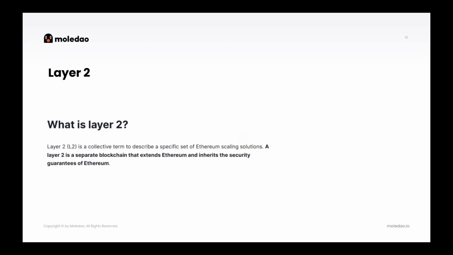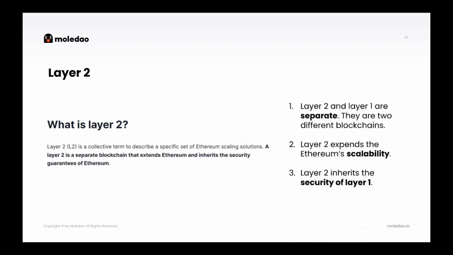What is Layer 2? A Layer 2 is a separate blockchain that extends Ethereum and inherits the security guarantees of Ethereum. This definition contains the following information. Number one, Layer 2 and Layer 1 are separate, two different blockchains. Number two, Layer 2 expands Ethereum's scalability. Number three, Layer 2 inherits the security of Layer 1.